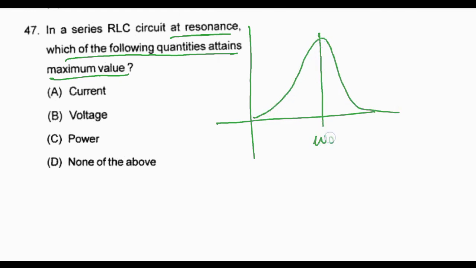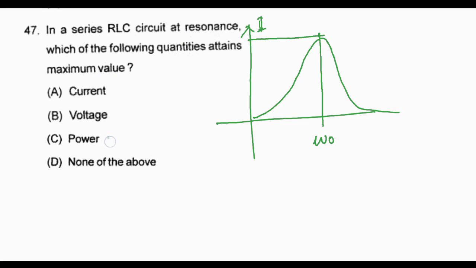This is the resonant frequency omega naught, and this is the current. Current becomes maximum because at resonance omega L will be equal to 1 by omega C, and the reactive part of the impedance will be cancelled out, so that only resistance will be there, and this will be the only opposition to the current. So current will be maximum.